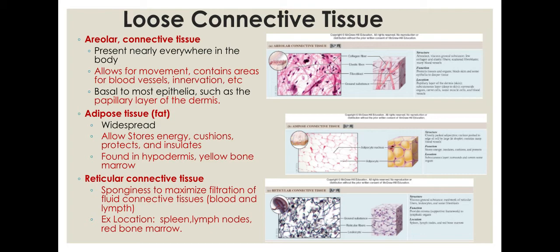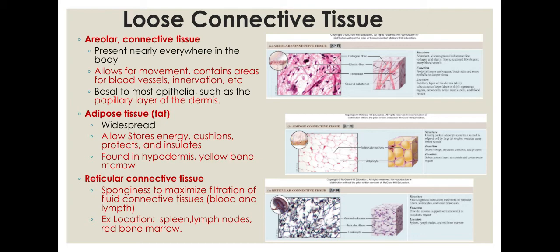We also have adipose tissue or fat. That again is pretty widespread throughout the body. It's going to be an energy storage, a cushion. It insulates, it protects organs. We find it in what we call hypodermis and yellow bone marrow. That's definitely a source where you can find adipose tissue.